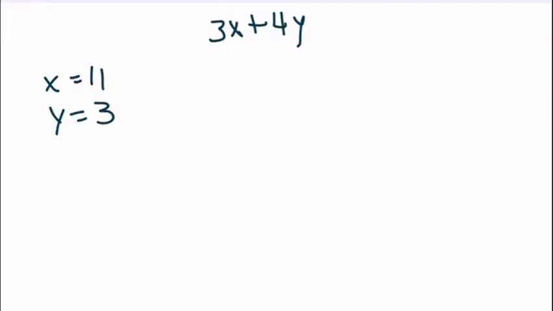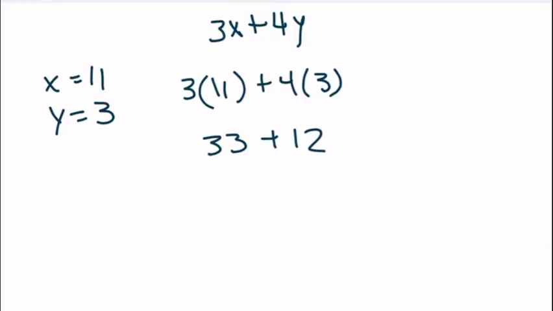And our last set of numbers was x equals 11 and y equals 3. So we do 3 times 11 plus 4 times 3. 3 times 11 is 33, and 4 times 3 is 12. 33 plus 12 is 45. And that is our answer.